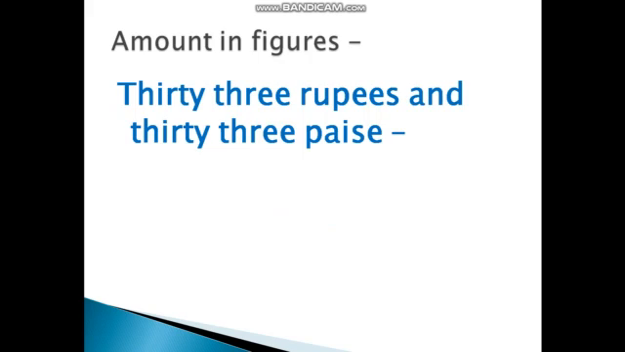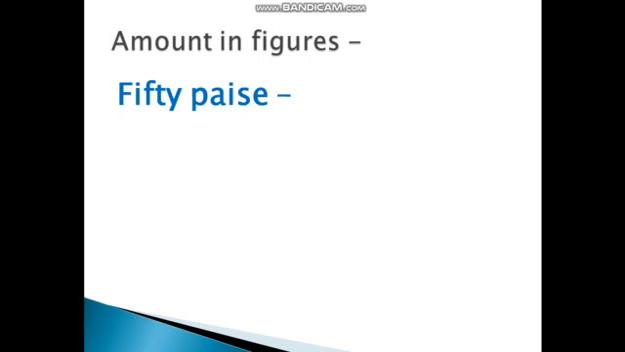Some more examples. 33 rupees and 33 paise. Again, symbol of rupees, 33.33. 50 paise. Now 50 paise, we know the abbreviation for paise, so we can just write 50p. And if we want to write it in dot form, then there are no rupees. So in place of rupees, we can write 0 and then after the point, we can write 50. See, like this. Symbol of rupees, 0.50.